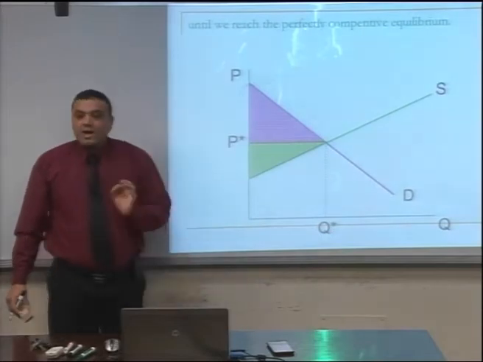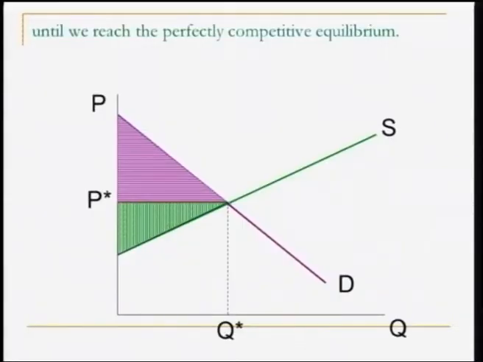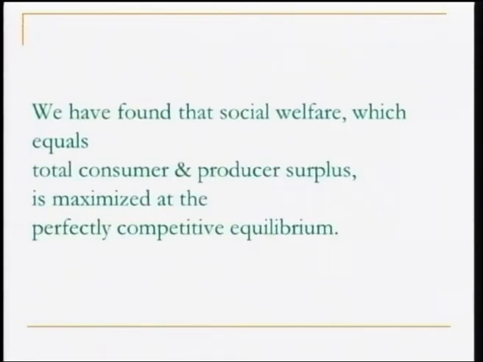As, or at, equilibrium here, this is the consumer surplus. This is the producer surplus. This is the best point for the economy. Okay? This is the optimal point, the social optimal point for the community. Okay? But let's go.